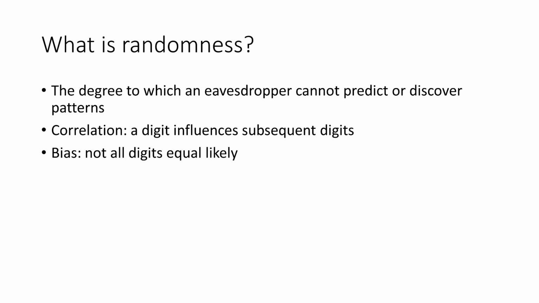The enemies of perfect randomness here are correlation and bias. Correlation is when one digit has some influence over subsequent digits. Bias is when some digits are more likely to occur than others.